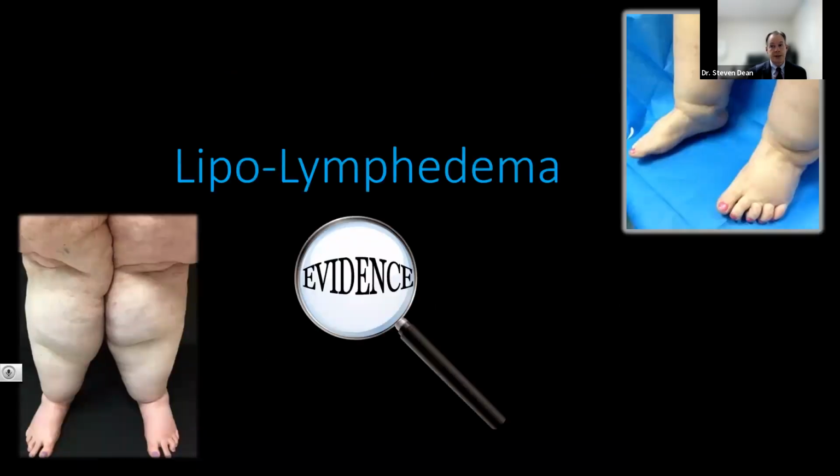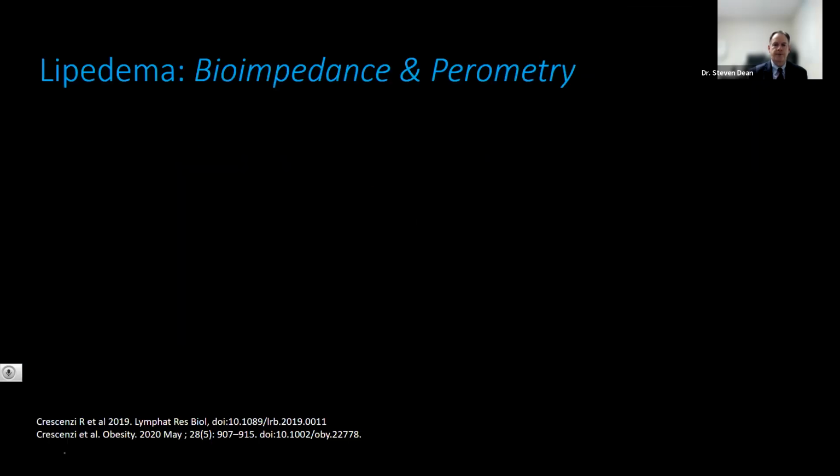So, because they say there's no scientific evidence, I think it's worthwhile looking at what evidence is out there that supports the existence of lipolymphedema. It's not just obesity mediated. Now, here are two relatively contemporary studies. We've got a 2019 and a 2020 reference utilizing functional studies to look for increased fluid volume.